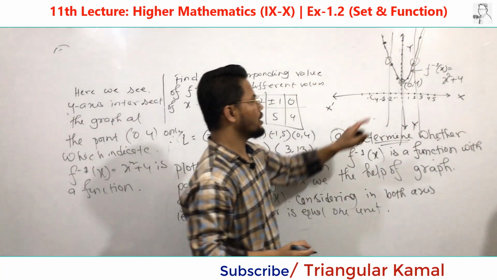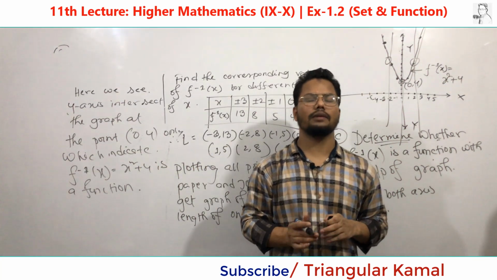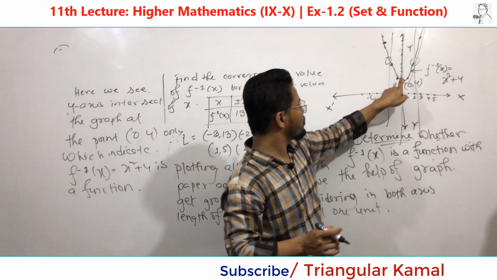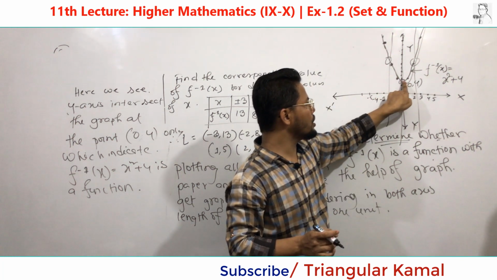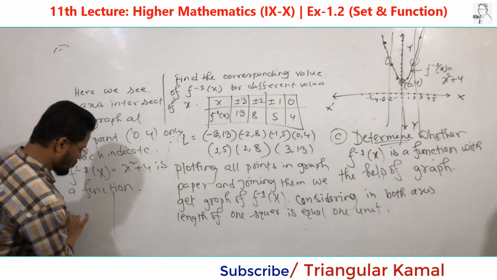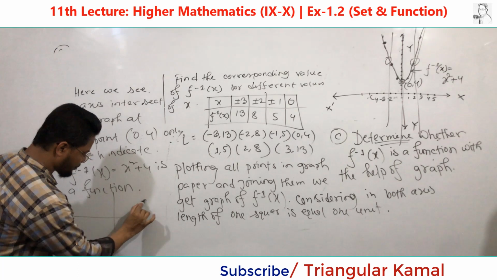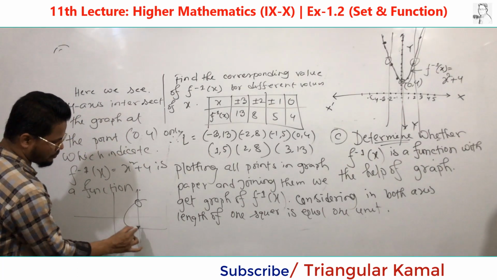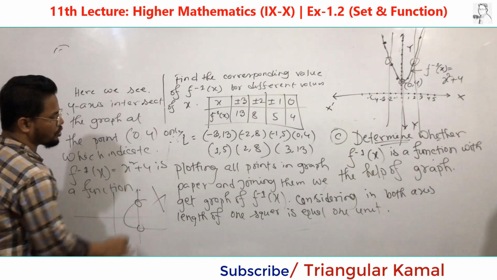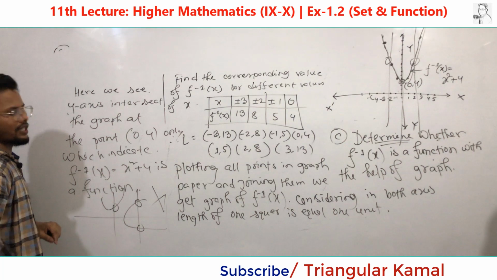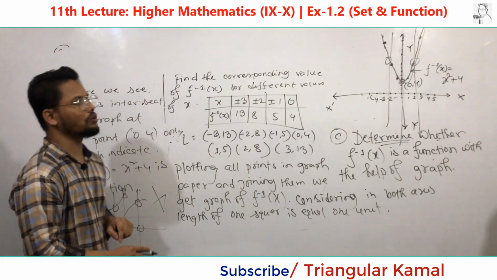So basically, a function always depends on the parallel line of the y-axis or the y-axis. You can take the decision when you see, like if the function is like this, how many intersecting points? 2. Definitely this one will not be a function. If the function would be like this, only one intersecting point with the y-axis, and this one will be a function.